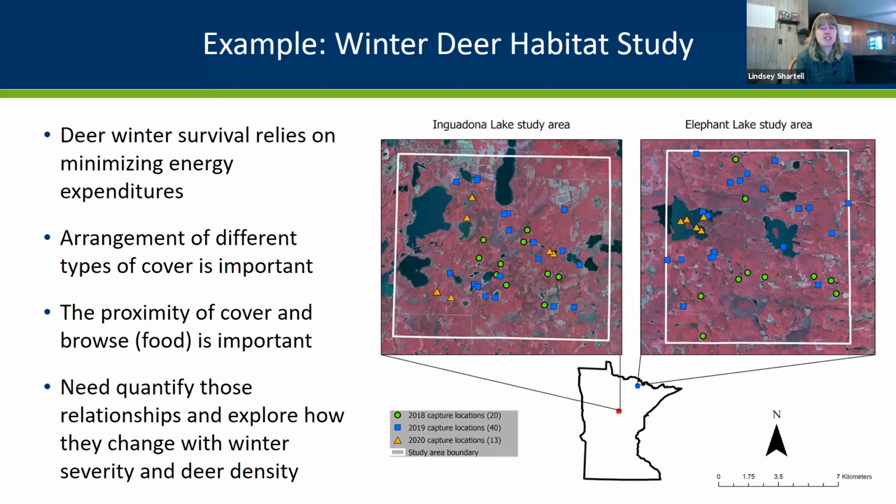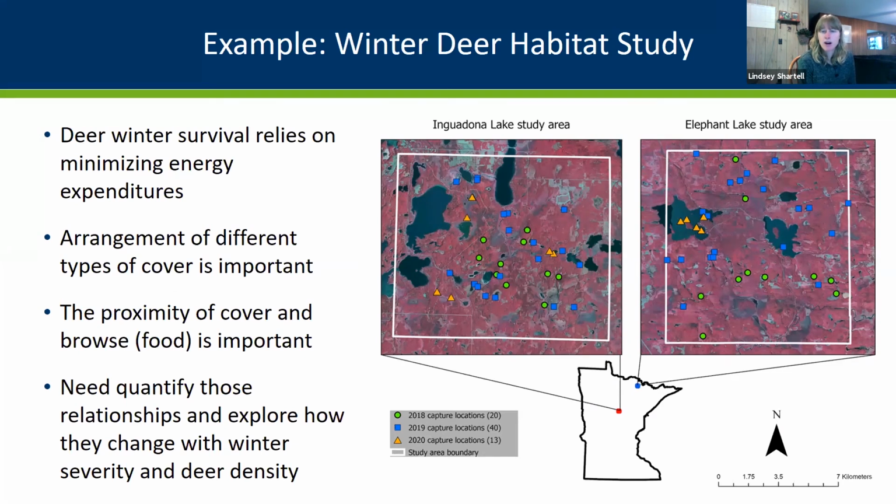Winter deer survival rates rely on minimizing energy expenditures, especially in winters with deep snow and extreme temperatures. The arrangement of different types of cover is important for this. Closer proximity of cover and browse, which is food, allows for less energy expenditure moving between the habitat needs. However, deer density can negate that if there are too many deer using the resources.